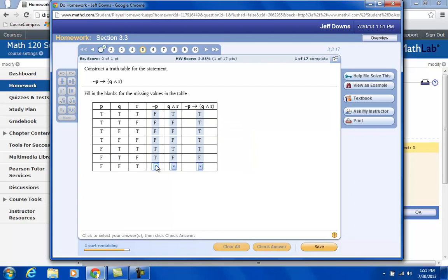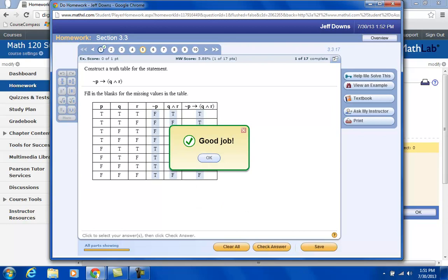Okay. Now again, we have true for the first part. False and true is false. If true, then false is still false. One more. True, false, false. There you go.